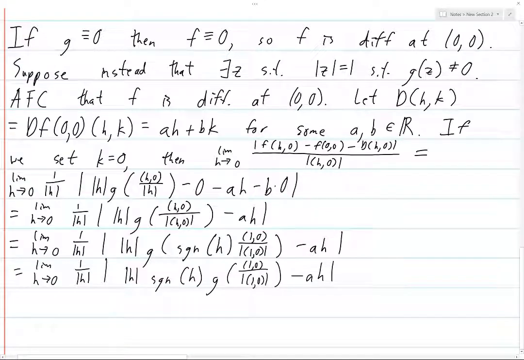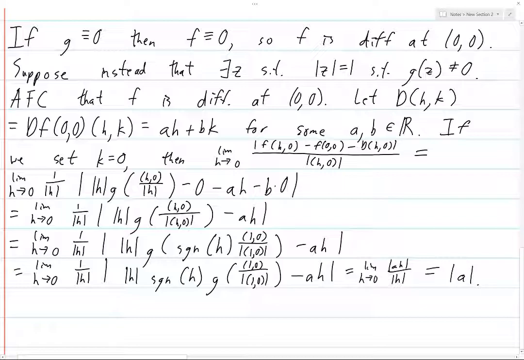Anyways, this is the limit as h goes to 0 of... This whole thing drops out and we get left with the absolute value of negative ah, which is just the absolute value of ah over the norm of h. So this is just a.